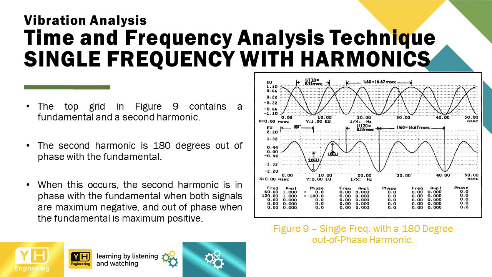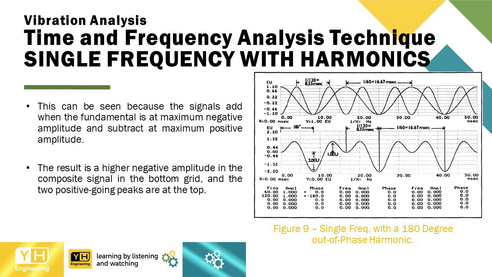When this occurs, the second harmonic is in phase with the fundamental when both signals are maximum negative, and out of phase when the fundamental is maximum positive. This can be seen because the signals add when the fundamental is at maximum negative amplitude and subtract at maximum positive amplitude. The result is a higher negative amplitude in the composite signal in the bottom grid, and the two positive going peaks are at the top.